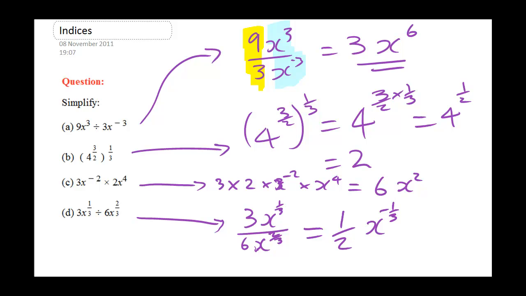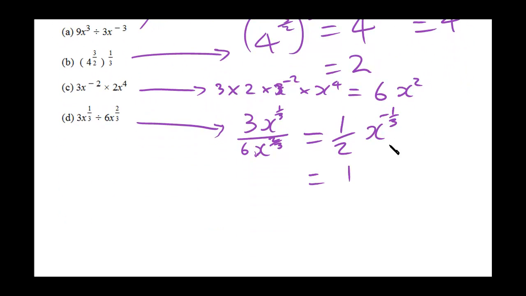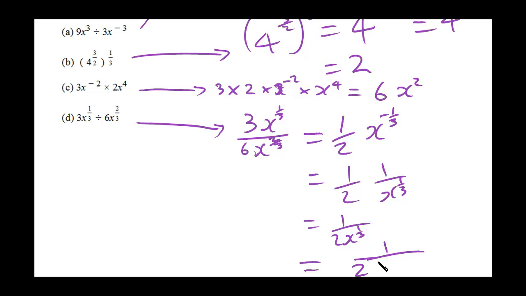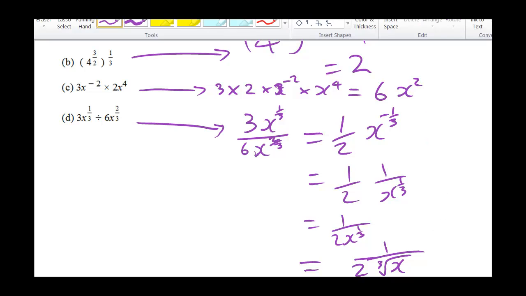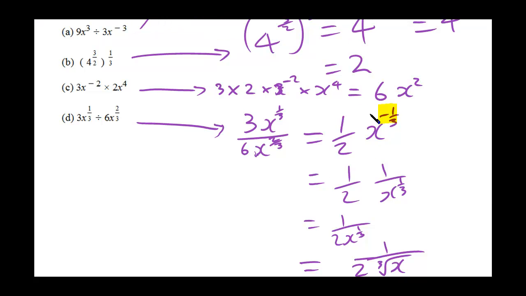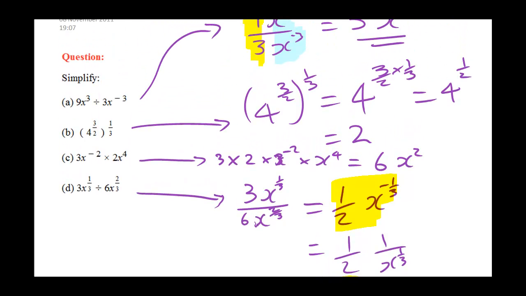You could write this in many different ways. So you could write this as 1/2 times 1 over x to the 1/3, which is the same as 1 over 2x to the 1/3, if you want to keep it as a fractional indice. Now x to the 1/3 has also got another way of writing it. You could write it as 1 over 2 cube root x. 1/3 means the cube root of x. Let's just highlight it. I would say that any one of these would make good answers to this one. Let's review what we've just done.